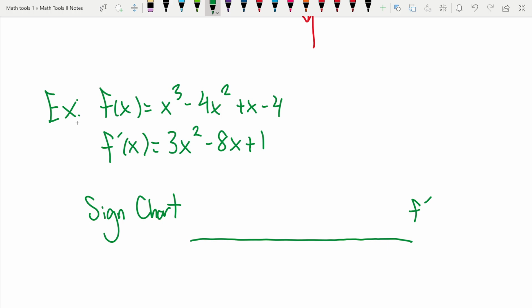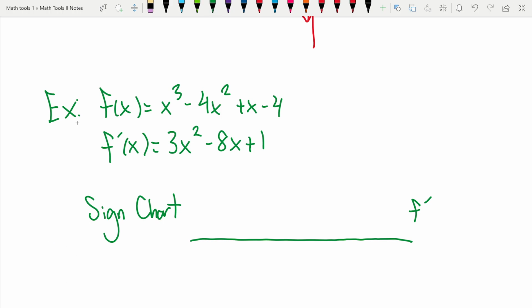So you want to put your zeros and your undefined numbers on the sign chart. We could call them zeros or bad numbers. In this case, there's no place where the derivative is undefined because the derivative is a polynomial, right? So it's going to be a continuous function. But if you were doing the last one, where we looked at 1 over x and the derivative was negative 1 over x squared, the function is undefined at 0. So that would go on your sign chart because that's a place where it could change signs. In that case, it didn't, but it could, right?